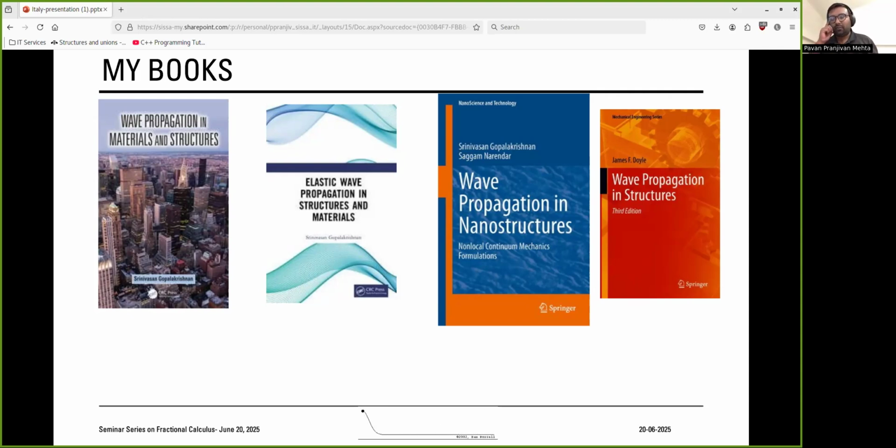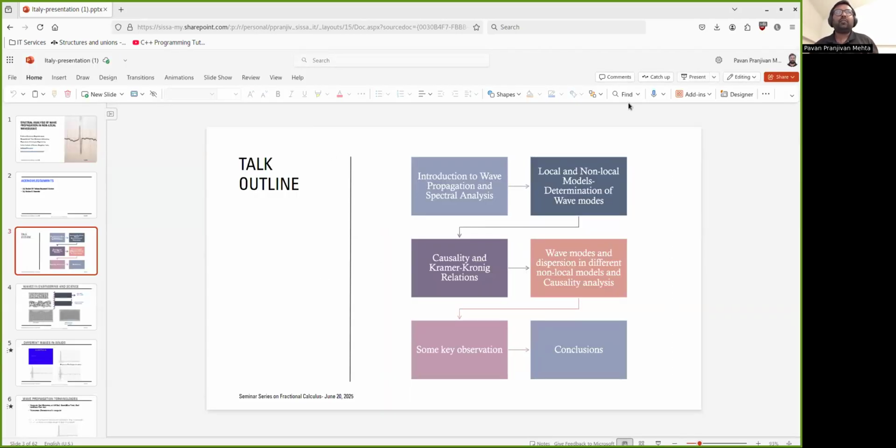Okay, and so you had two kinds of theories which you called the gradient based and the integral based. So, if you look at this gradient based, can I go?